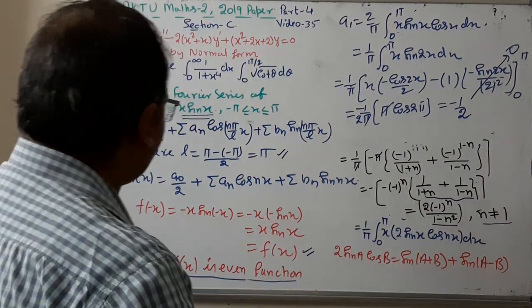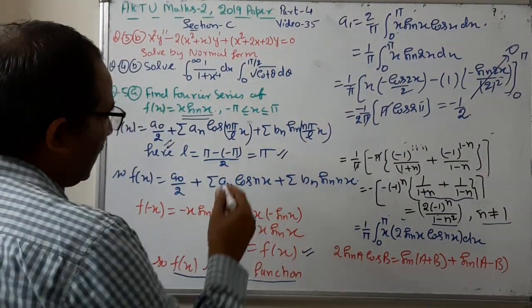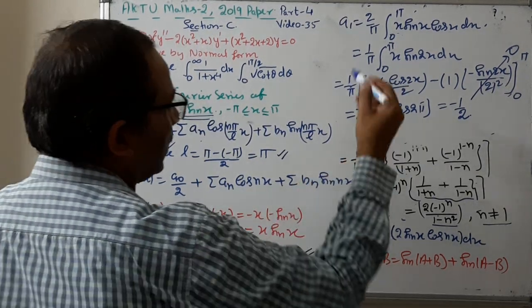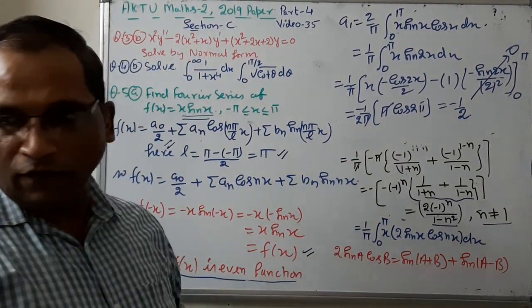We get this series, so we get the value of a naught, the value of an, and the value of a1. So this is the Fourier series of the given function.